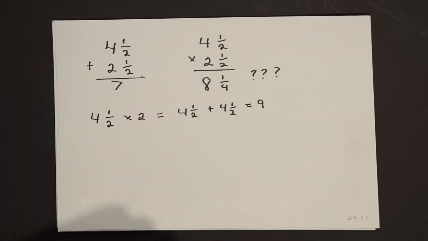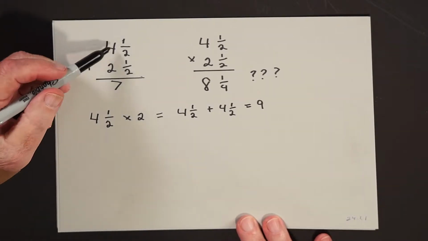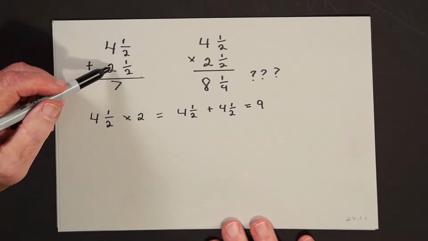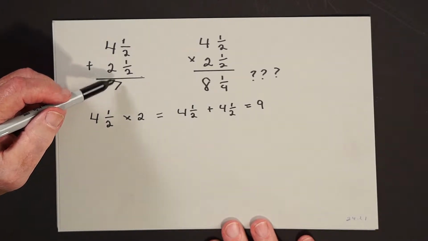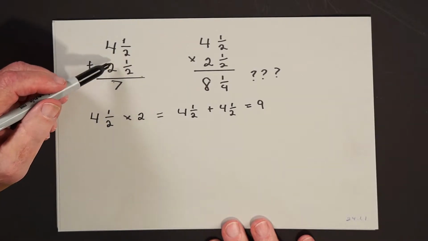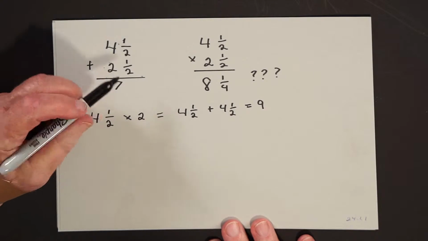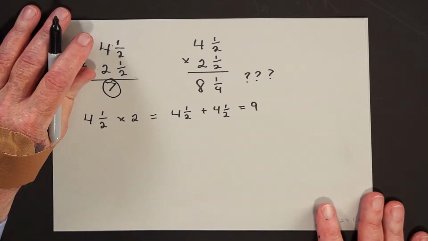Suppose a student is asked to add 4 1/2 plus 2 1/2. The usual way to do it is they write it in vertical form, and they say, okay, I'll add the two whole numbers. 4 plus 2 is 6. A half plus a half is 1. 6 plus 1 is 7, and that's the right answer.